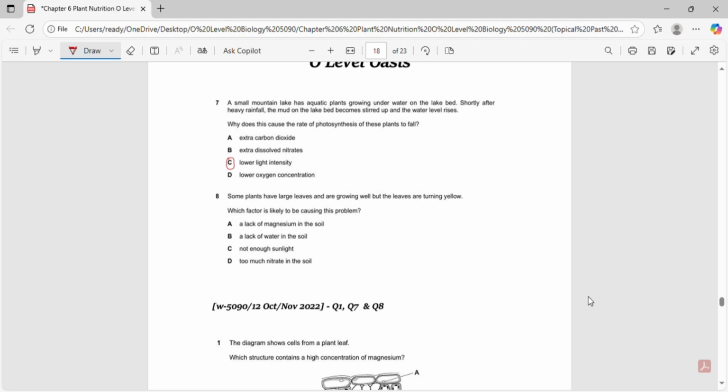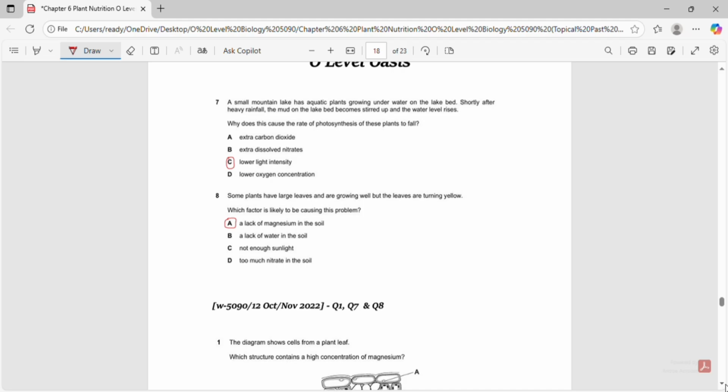Next, the question says, some plants have large leaves and are growing well, but the leaves are turning yellow. Which factor is likely causing this problem? The correct answer is option A, lack of magnesium in the soil. Magnesium is essential for making chlorophyll, the green pigment in leaves. If the plant doesn't get enough magnesium, chlorophyll production decreases, causing the leaves to turn yellow, a condition known as chlorosis.